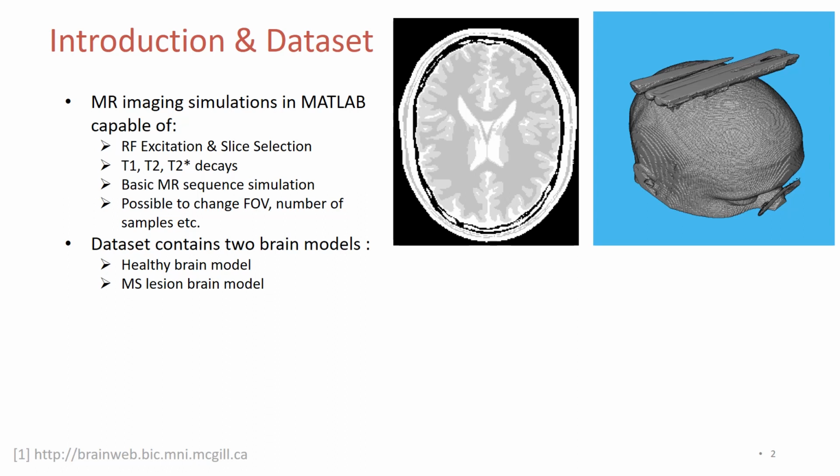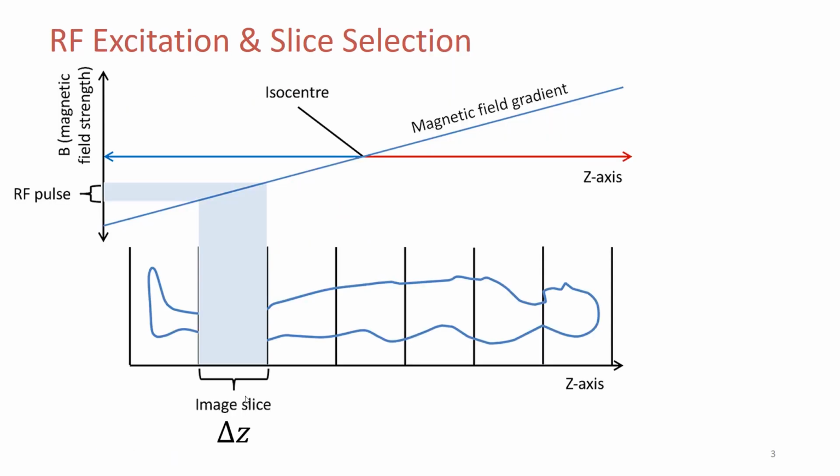And as object, I use a dataset from this source you can see here. There are two gray models, each containing the information on T1, T2, T2 star, and PD values.